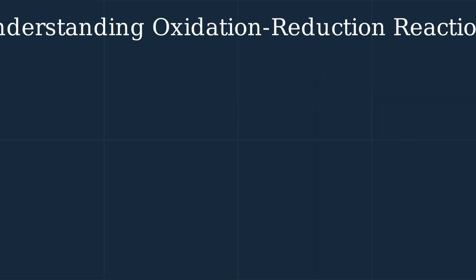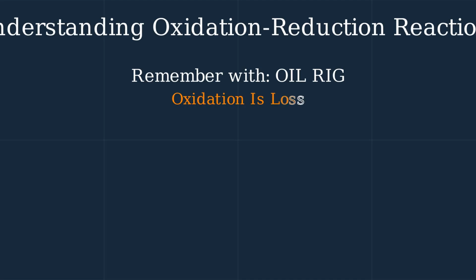A helpful mnemonic to remember this concept is OIL RIG. Oxidation is loss of electrons. Reduction is gain of electrons.